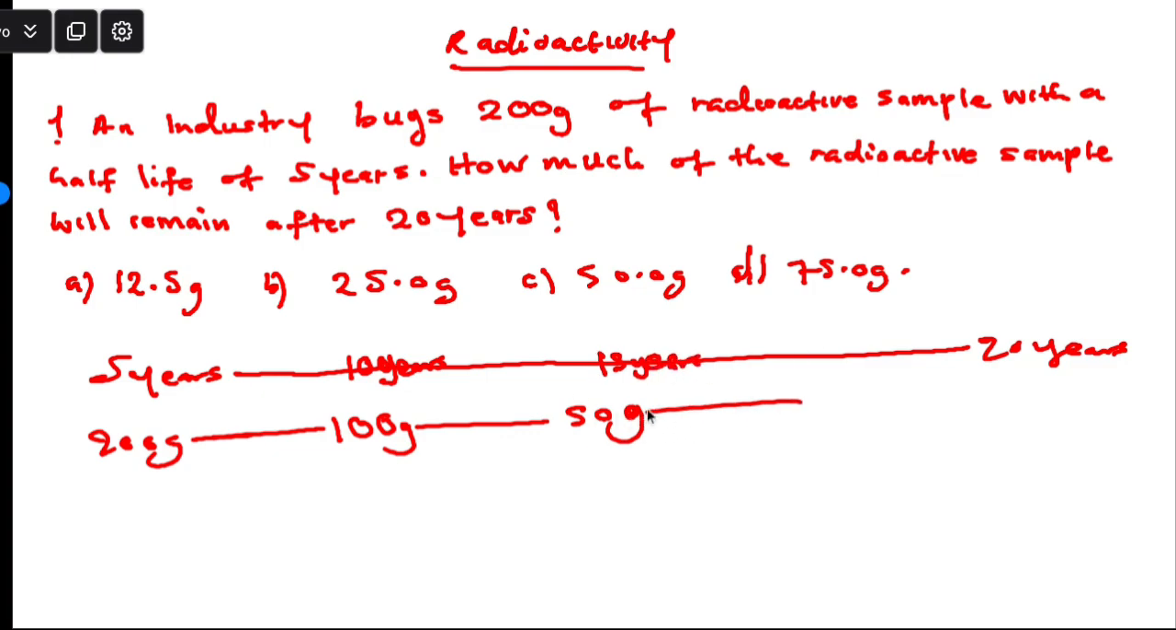Then 50 divided by 2, I'm going to get 12.5 grams. Then 15 plus 5, I'm going to get 20. So as you can see, we have found the answer.